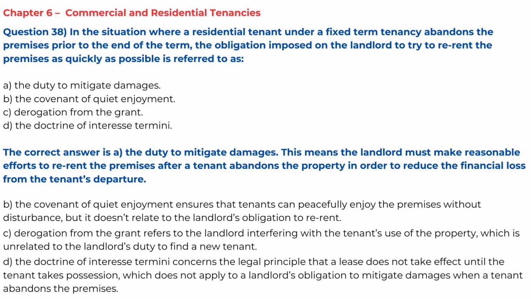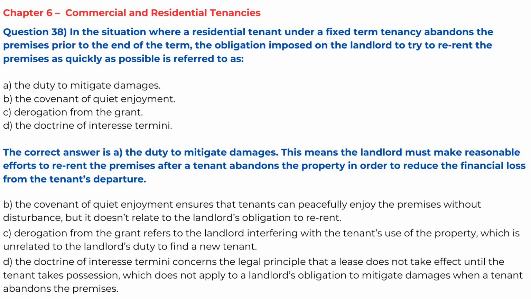Question 38. In the situation where a residential tenant under a fixed-term tenancy abandons the premises prior to the end of the term, the obligation imposed on the landlord to try to re-rent the premises as quickly as possible is referred to as, the correct answer is A, the duty to mitigate damages. This means the landlord must make reasonable efforts to re-rent the premises after a tenant abandons the property in order to reduce the financial loss from the tenant's departure.